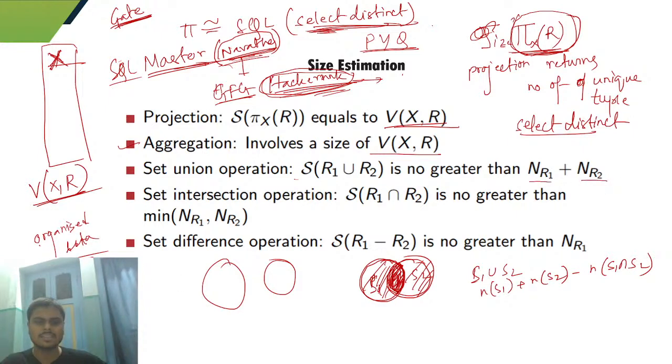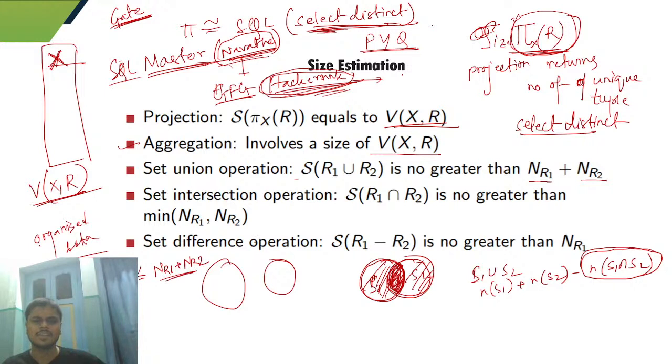So what is it telling? The size of R1 union R2 is less than or equal to n(R1) plus n(R2). Why less than or equal to? Because you may need to subtract the intersection of these two. If we have any kind of intersection between the tables R1 and R2, then we need to subtract it. In that case, the number of tuples gets reduced from this addition.